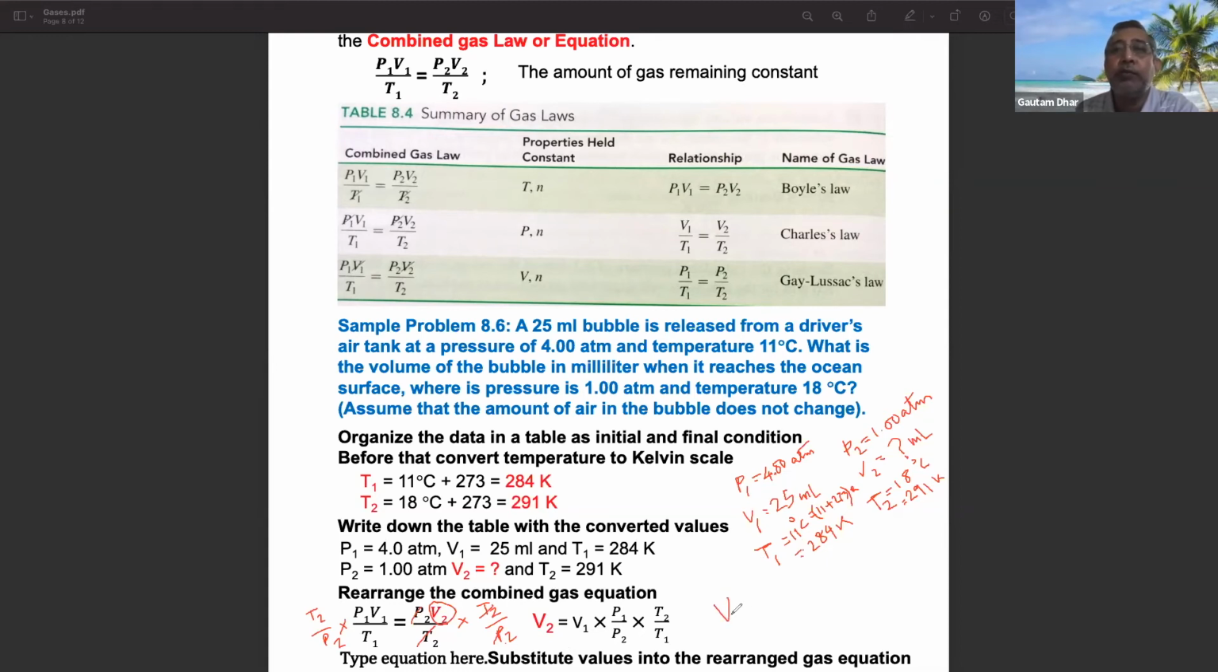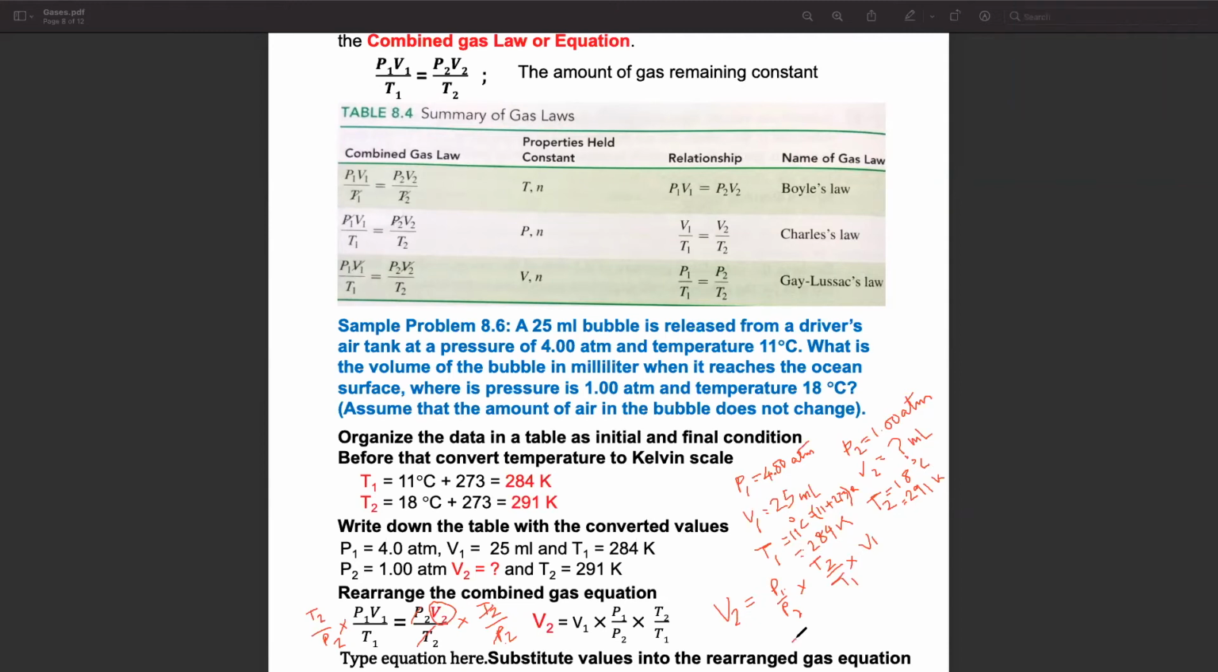So your V2 equals P1 by P2 multiplied by T2 by T1 multiplied by V1. I just rearranged it a little bit to make it look nice. And I know that if my pressures are in the same unit, they're going to cancel out. So your pressure P1 is 4.00 atm, and this is 1.00 atm.